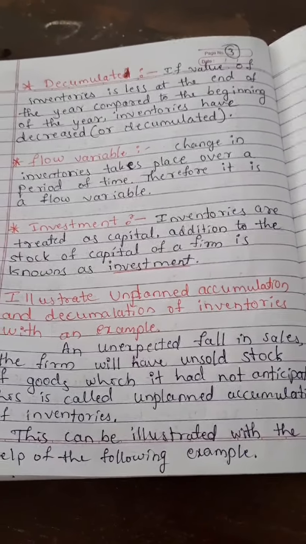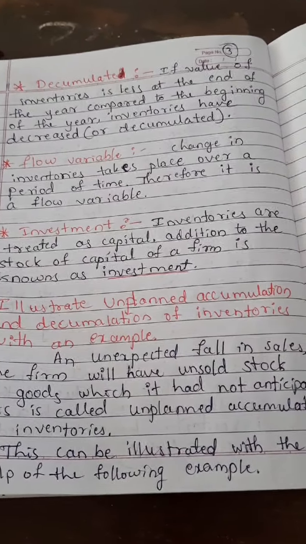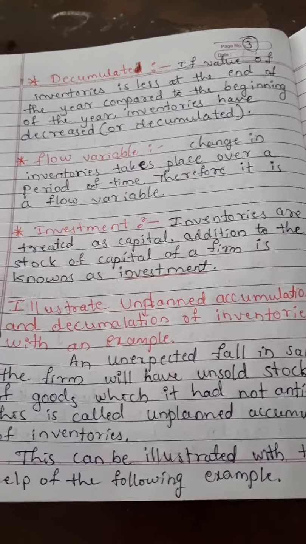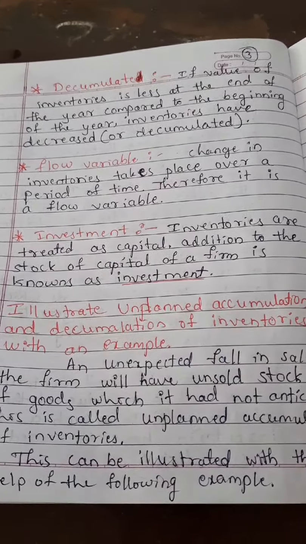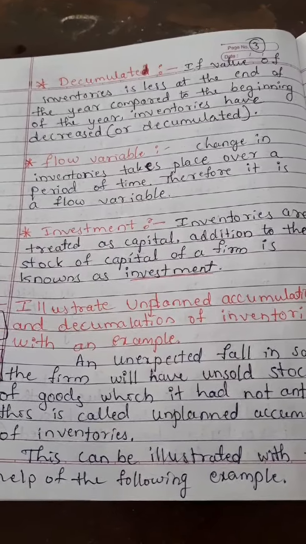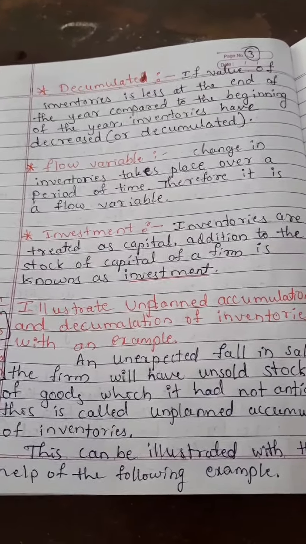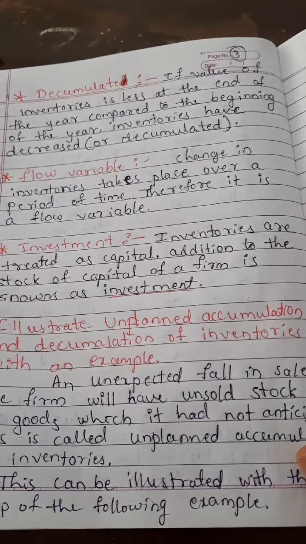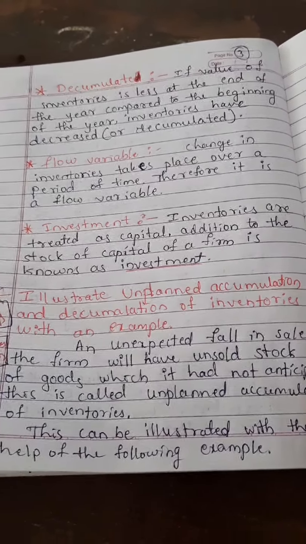Next, what is investment? Inventories are treated as capital. Addition to the stock of capital of a firm is known as inventory investment. Here, there are 2 types of inventories: planned and unplanned. What is planned? Planned accumulation and decumulation of inventories, and unplanned accumulation and decumulation.